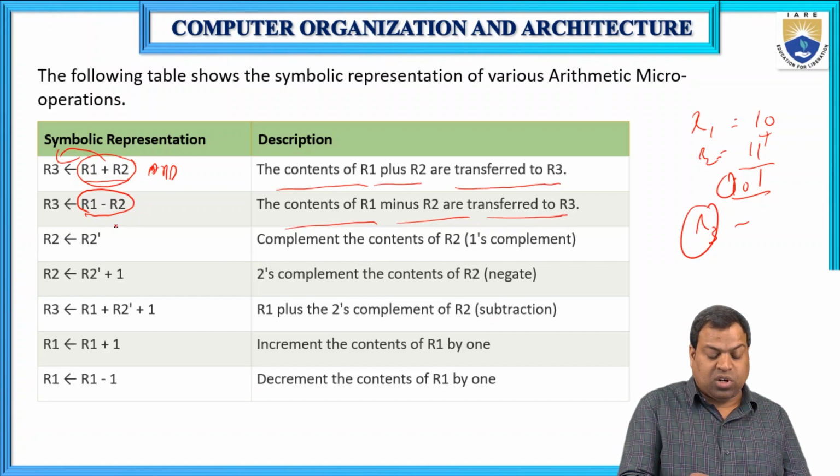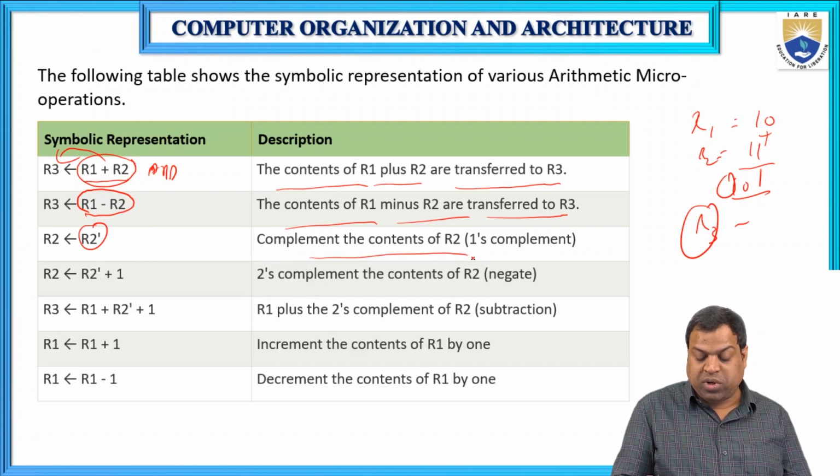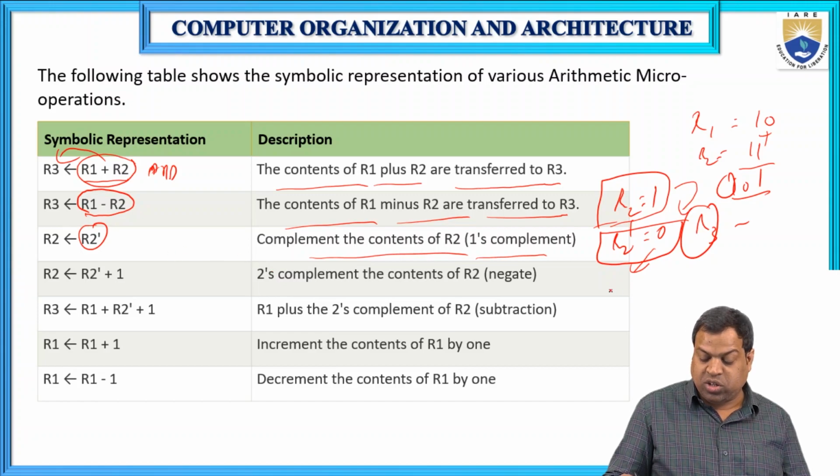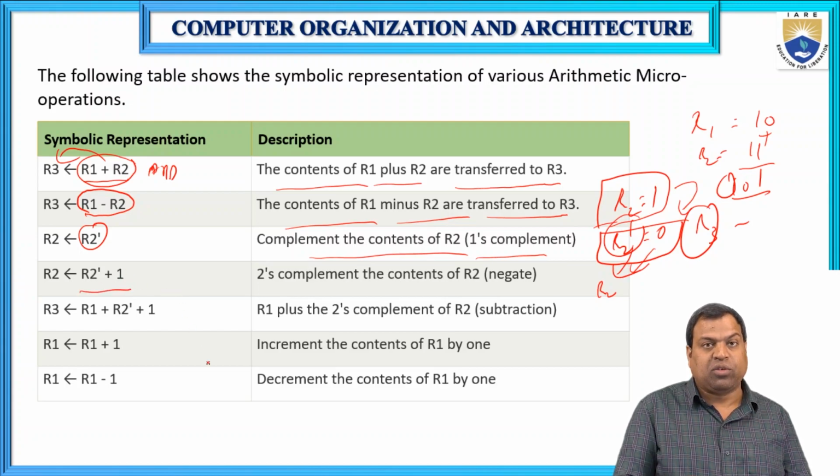R2 gets R2 bar, which means complement, the one's complement of R2. Suppose here I am giving R2 equal to 1. What is R2 bar? Equal to 0. So if the input is R2 equal to 1, I am getting R2 bar, the R2 complement, equal to 0. So input is 1, output is 0. That means the complement of R2 is 0. This R2 bar is stored in R2, like this. And R2 bar plus 1, complement of R2 plus 1.